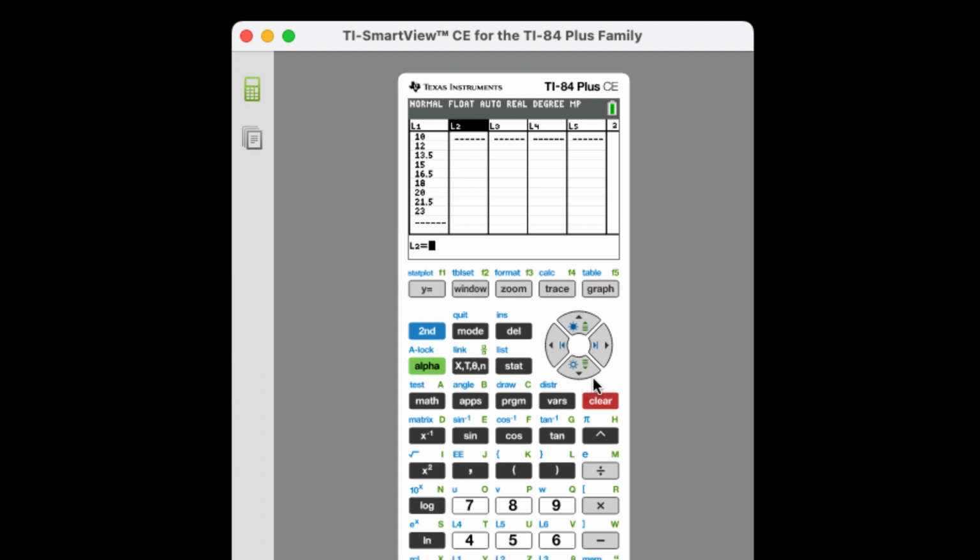Go to L2. First value is 25, enter. 28.2 and enter. 30.5, enter. 36, enter. 38, enter. 42.5, what else? 45. 48, and then what's the next one? 49.2. Okay?